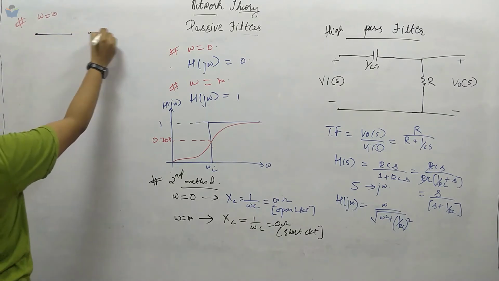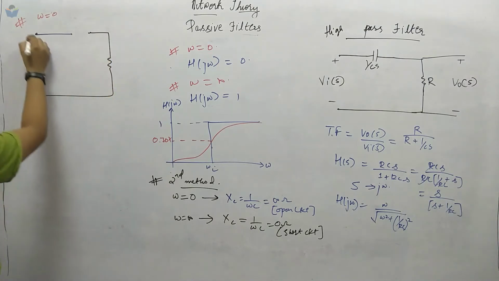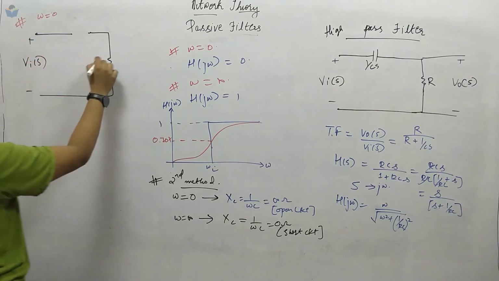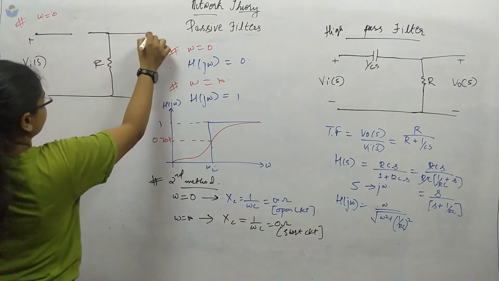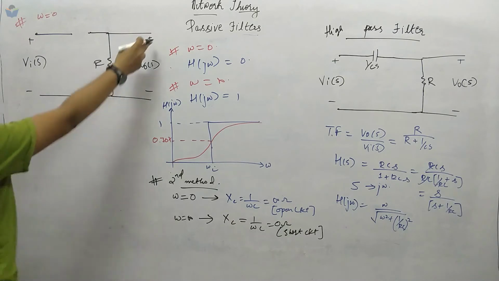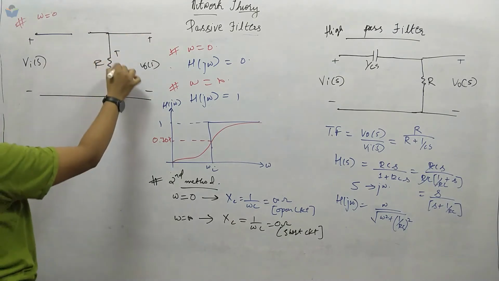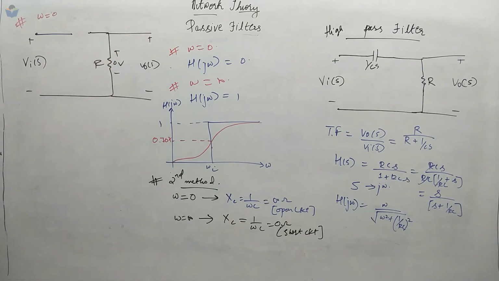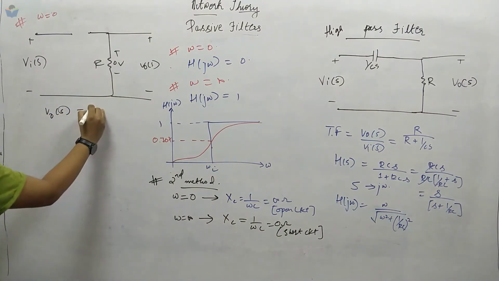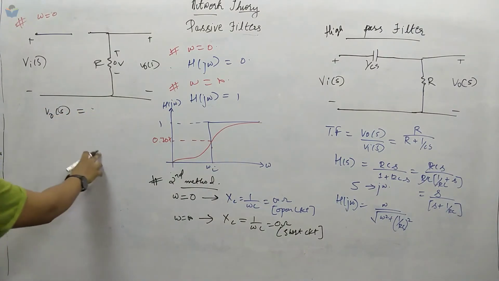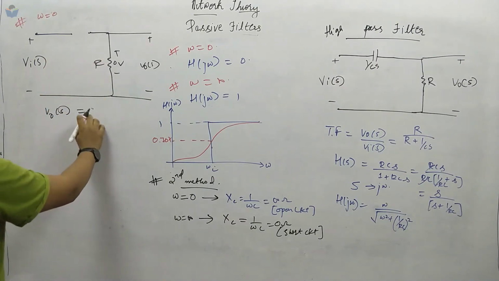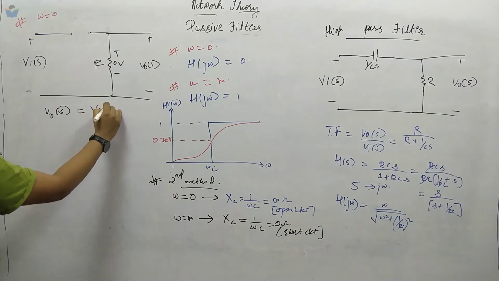Okay, keep this as it is. Then this is R, plus minus, we have Vi of S here. This is R, and this is V naught of S. If you see, there is no current flowing from here, this is also open circuit, this is also open circuit. So there will be 0 volt drop. So V naught of S will be equal to how much? Vi of S. So this is also open circuit, so you will get this as Vi of S.